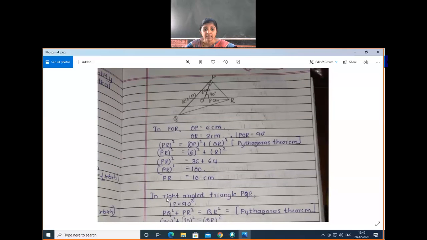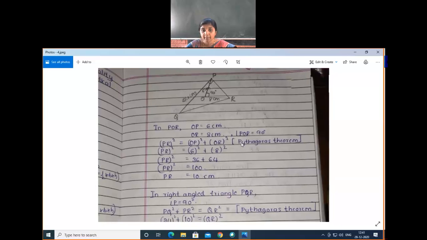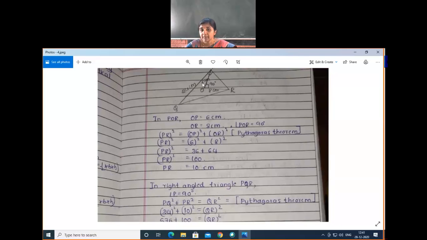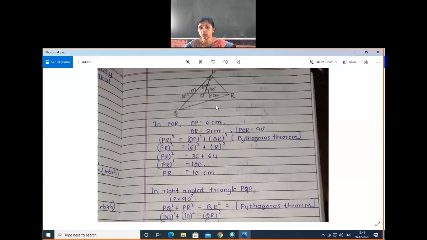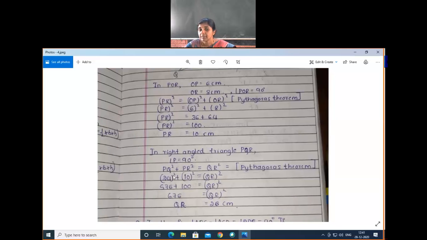Okay. So now in the right angled triangle PQR, angle P is 90 degrees actually. Are you all observing the marking? Then again apply Pythagoras theorem. PQ square plus PR square is equal to QR square. QR is the hypotenuse, because the side opposite to 90 degrees is called the hypotenuse. Apply the Pythagoras theorem: 24 square plus 10 square. PR, we just got as 10 centimeters.